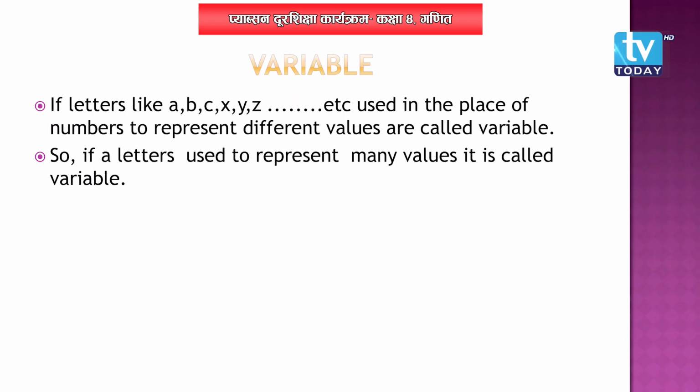Okay. Now, next is this. If letters like x, y, z or a, b, c, whatever letters, are used, then we call it a variable. Okay. So, here x is the variable and 5 is the number. Do you understand? So, let's give a definition of variable. If a letter is used to represent many values, then it is called a variable. Another example for you.